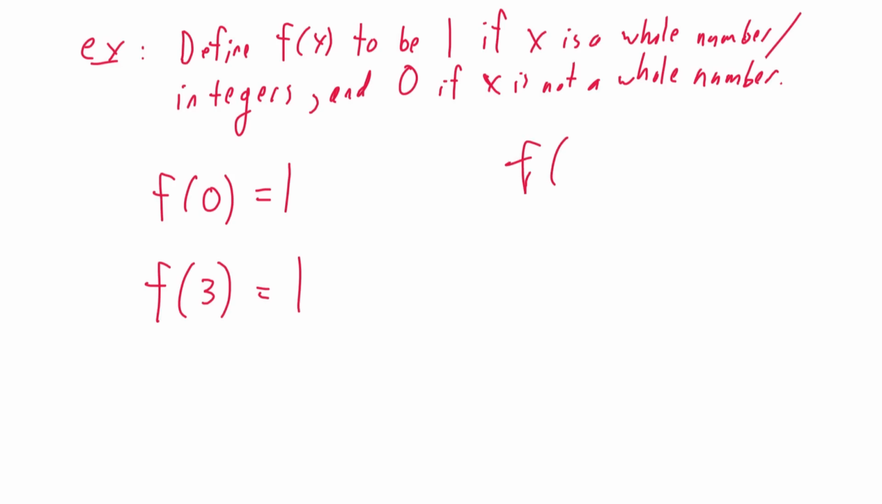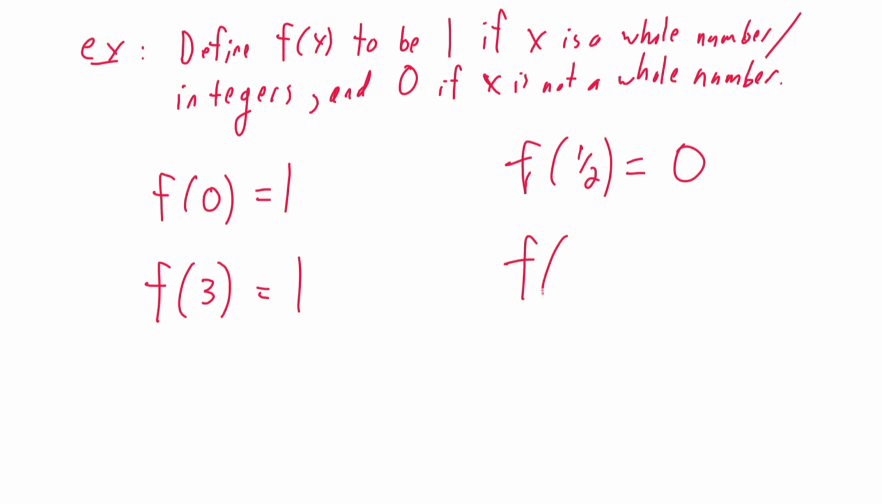Conversely, if I say f of 1/2, I have to ask the question, is 1/2 a whole number? The answer is no, so I output 0. And similarly, f of pi requires me to ask the question, is pi a whole number? It is not, it is an infinite decimal, so I output 0 as well.